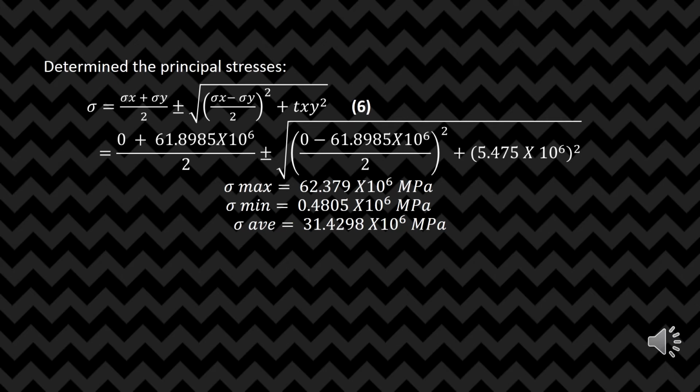Next, we can do calculation on the principal stress. The maximum stress was 62.379 megapascal, and the minimum stress was 0.4805 megapascal. And lastly, the average stress was 31.4298 megapascal.